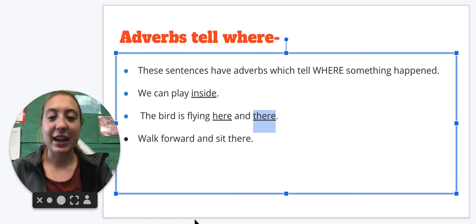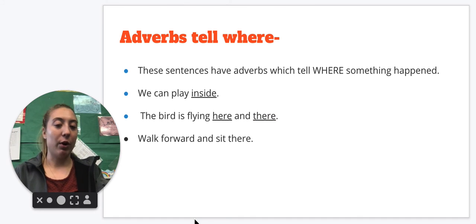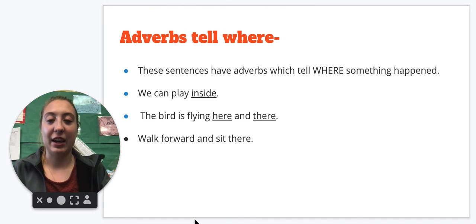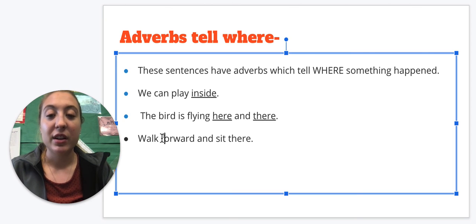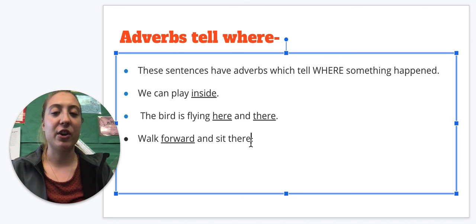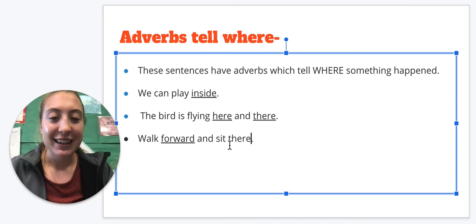All right, our next sentence. Walk forward and sit there. So now we have 2 verbs again. We have walk and sit. So let's first go over walk. If I go to my first verb and I say walk where? They're saying walk forward, walk right in front of you. So that's my adverb saying where. And sit is my next verb. Sit where? Sit right there.